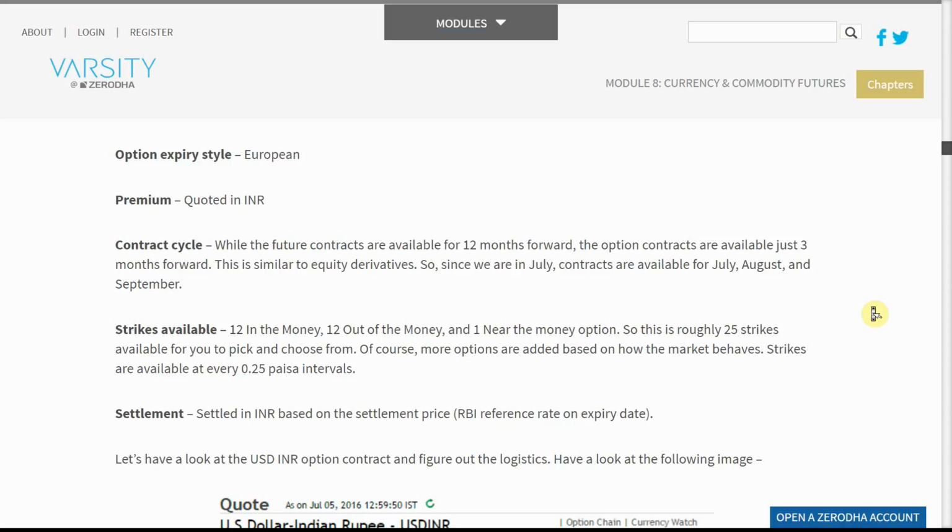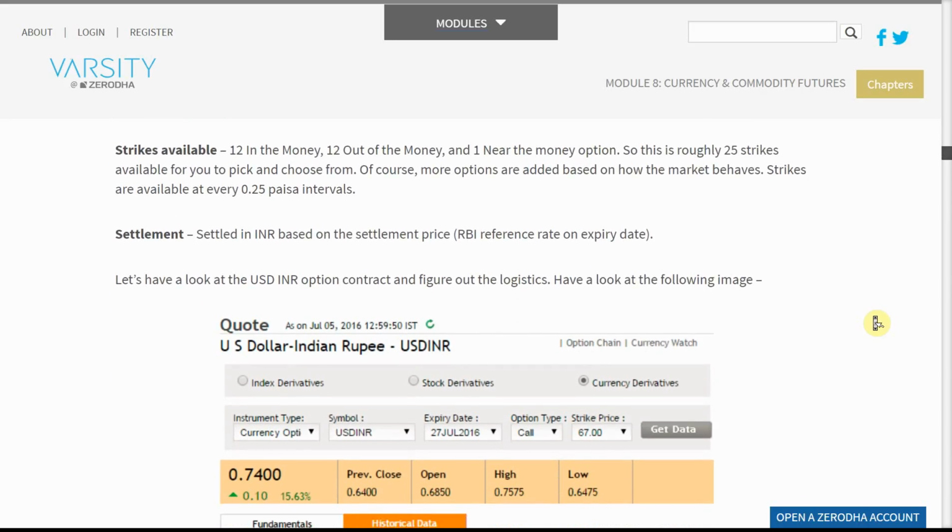So, since we are in July, contracts are available for July, August, and September. Strikes available: 12 in the money, 12 out of the money, and 1 near the money option. So this is roughly 25 strikes available for you to pick and choose from. Of course, more options are added based on how the market behaves. Strikes are available at every 0.25 paisa intervals. Settlement, settled in INR based on the settlement price, the RBI reference rate on expiry date.